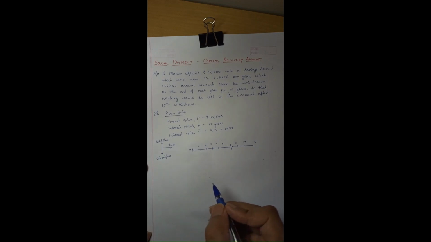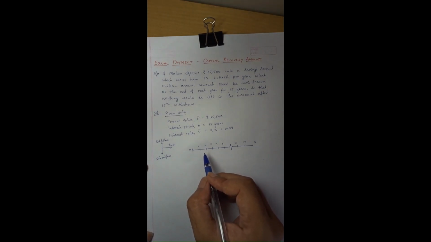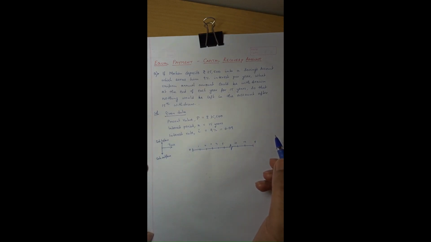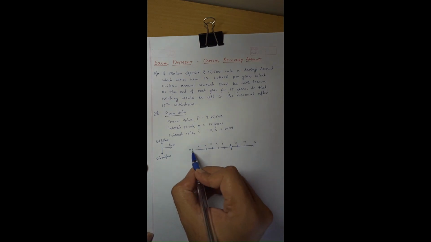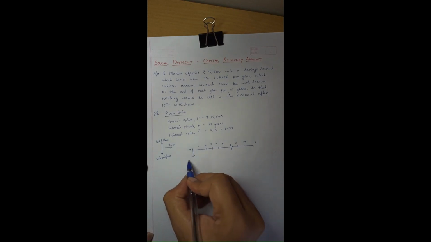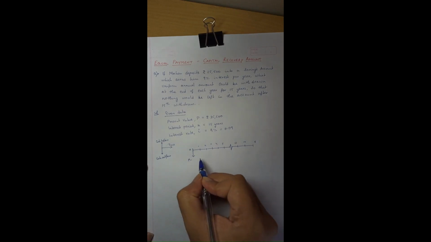Now Mohan is depositing the amount into the bank's account. Therefore, this will be the cash outflow. From Mohan's account, the money is deposited into the bank's account. So the value of P, that is the present value, is rupees 25,500.